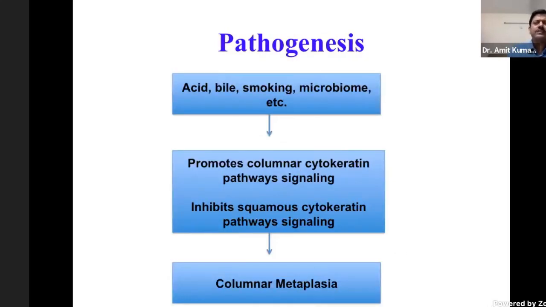Again, pathogenesis, I won't discuss the details, but just to tell you briefly that, as I said earlier, metaplasia is a response of an epithelium to injurious stimuli. And in Barrett's, the injurious stimulus is actually acid, which is the most important one. There may also be bile and factors like smoking, microbiome, etc. What these injurious agents do is that they promote pathways which lead to more columnar cytokeratin and inhibit pathways which lead to squamous cytokeratin. So there is a promotion of columnar cytokeratin, and therefore you see columnar metaplasia in Barrett's esophagus.